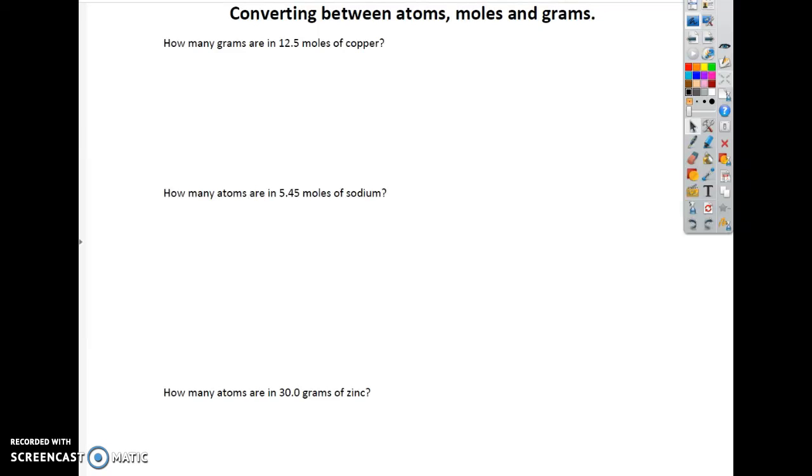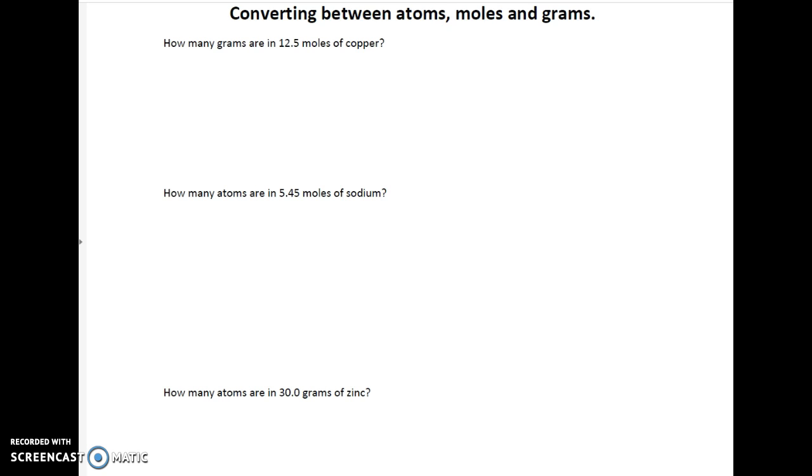In this video, I'm going to go over how you convert between atoms, moles, and grams. And this video specifically is for elements, although the same general idea will also work for compounds. So in this first example, and I don't have every variation that you can come up with here for problems, but this will give you a pretty good idea on how to do them.